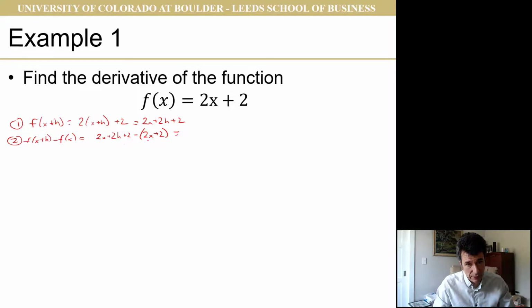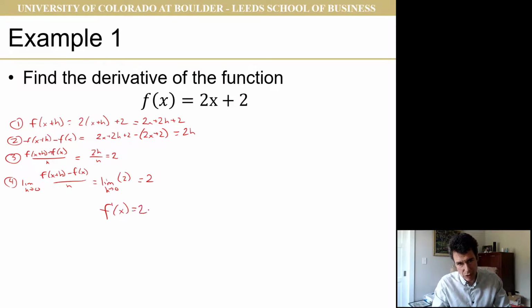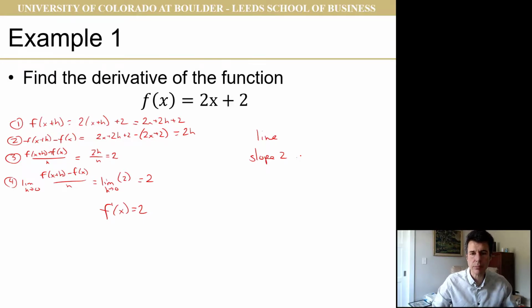Let's simplify. The 2x cancels out, the 2's cancel out, and we're left with 2h. Step 3, f of x plus h minus f of x divided by h, which is 2h divided by h, or just 2. And step 4, limit as h goes to 0 of f of x plus h minus f of x divided by h, which is the limit as h goes to 0 of 2, which is just 2. So the derivative of this function, f prime of x, is 2. And if we look at this function, it is a line with slope 2, so it makes sense. On to example 2.